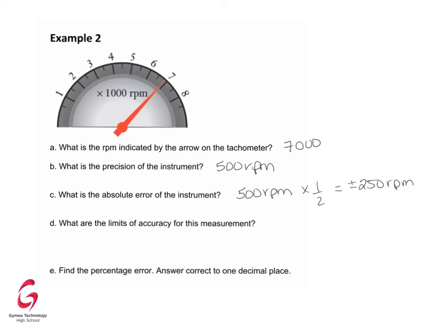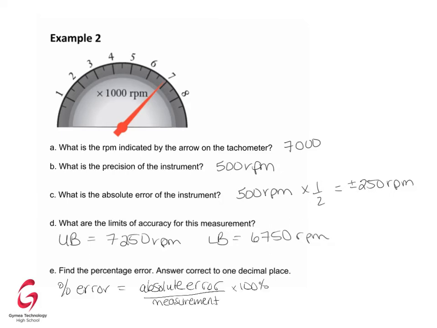Our limit of accuracy, so we're looking for our upper bound and our lower bound. That would be our measurement, from part A, plus and minus that absolute error that we just found. I'm just going to use UB for upper bound and LB for lower bound. Our upper bound was 7,000 plus 250 to get 7,250, and our lower bound was that 7,000 subtract 250 to get 6,750.